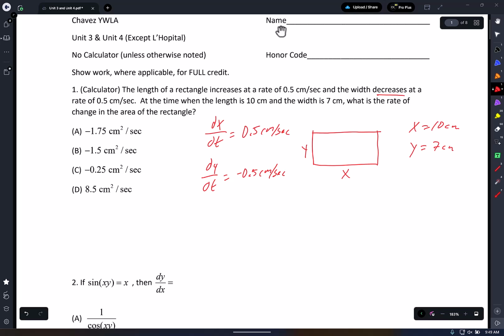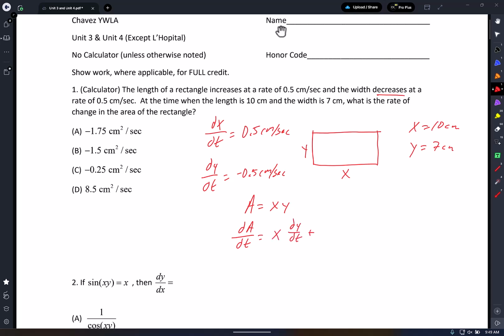Okay, guys, to get full credit, you've got to show me area first. Area is x times y. Then we're going to take a derivative with respect to time. So dA/dt equals first times derivative of the second, y times dy/dt, plus second times derivative of the first, dx/dt. Now, there's at least two of you that didn't show me any of this. You just did 10 times 0.5, plus 7 times negative 0.5, and those are all the values that you have, and you got it right.